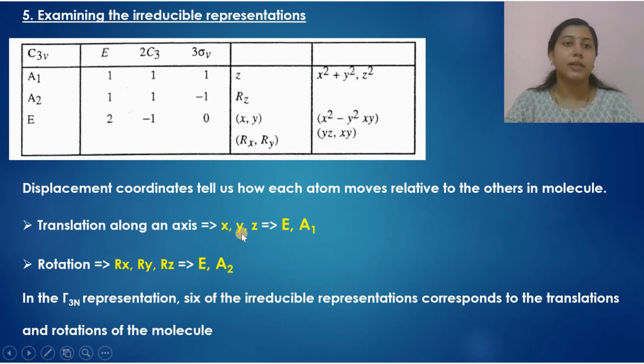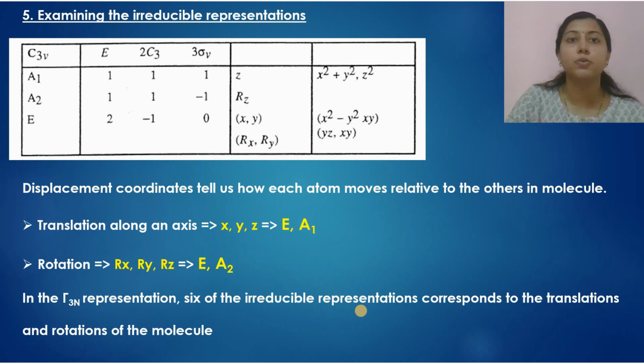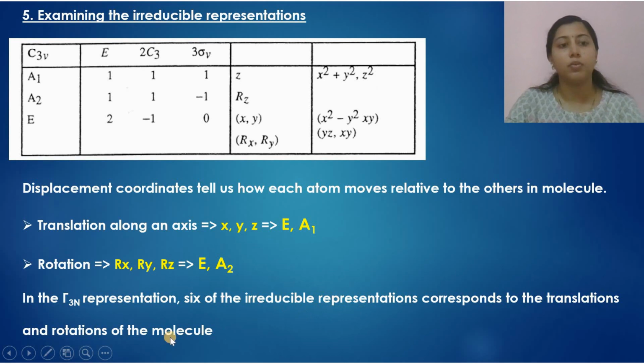X, Y and Z represent the translational motion. So here X, Y and Z belong to E and A1. Similarly Rx, Ry and Rz represent the rotations of the molecule. In the character table, that corresponds to E and A2. So totally 6 of the irreducible representations, A1, A2 and the doubly degenerate states E, 2E. So total 6 of the reducible representations correspond to the translations and rotations of the molecule.